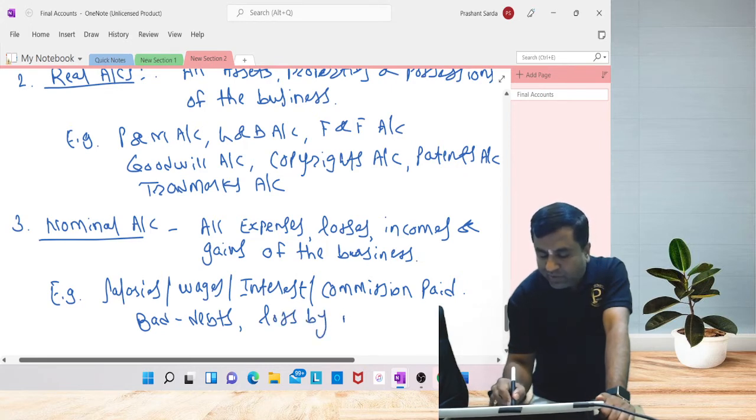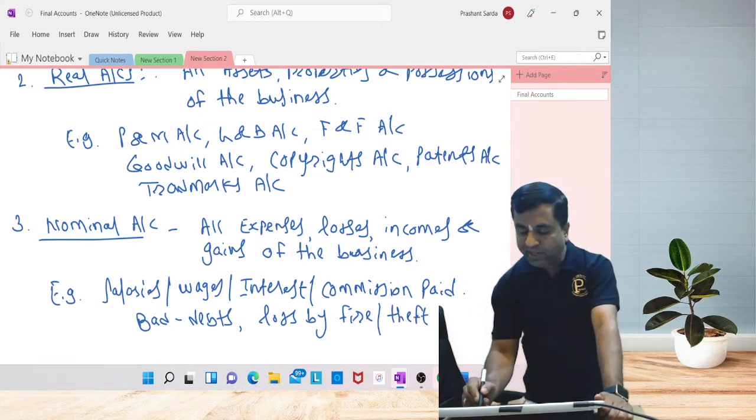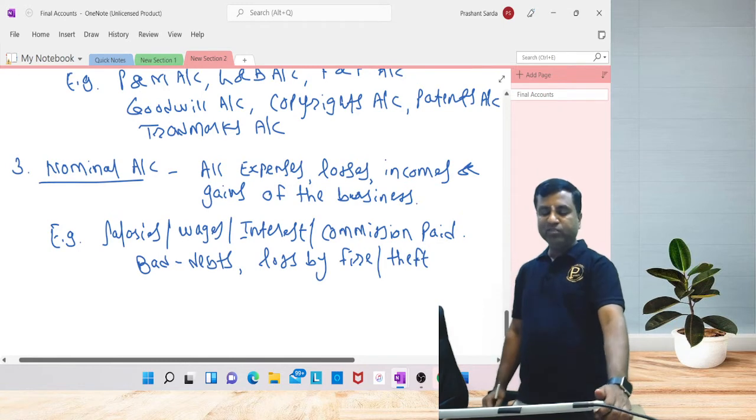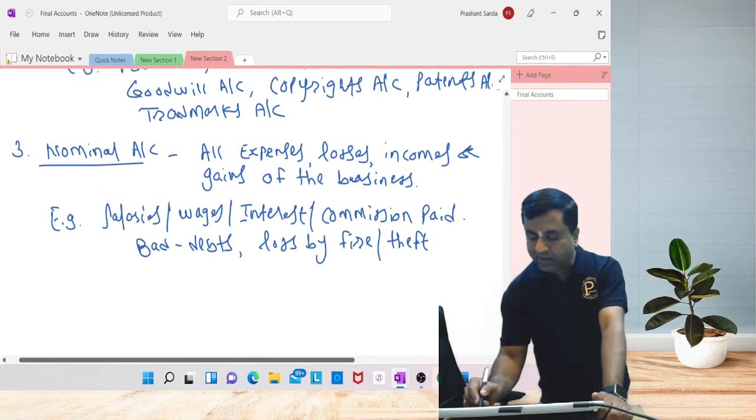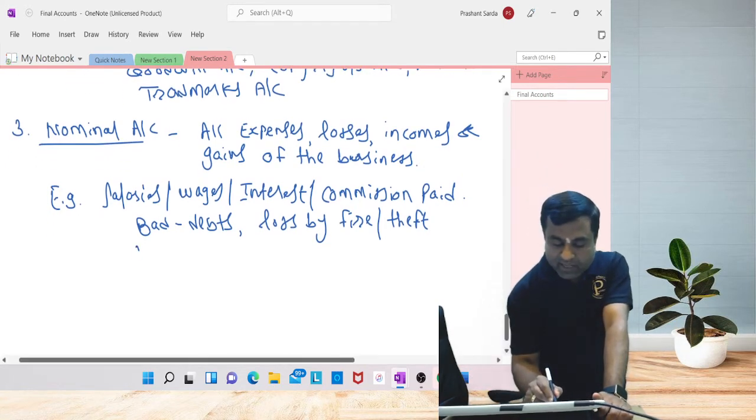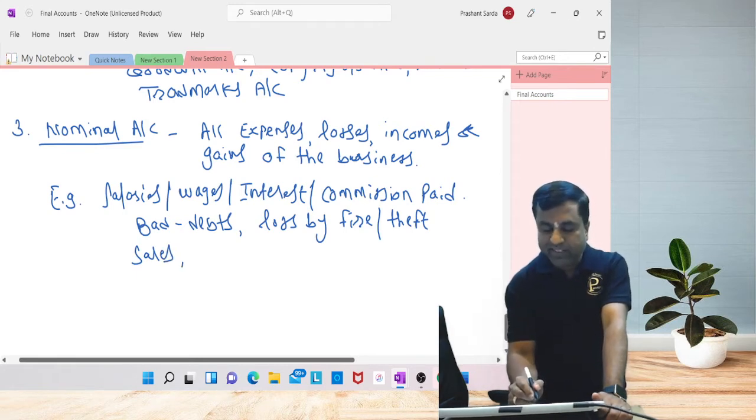Next is loss by fire or loss by theft, which is also a nominal account. Why? Because it is a loss. So bad debts, loss by fire, loss by theft, these are nominal accounts. What are the incomes? Usually that is sale of goods and services. So sales is the income, and that is again a nominal account.